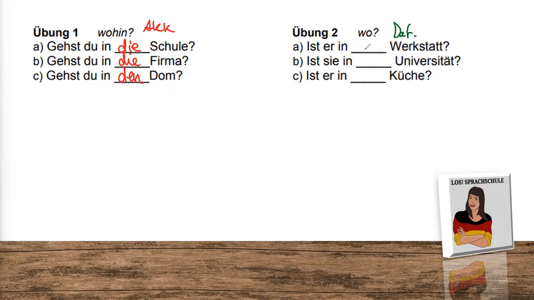Ist er in der Werkstatt? Is he in the Werkstatt, craft room, if you want, working station, yeah, something like this. Ist sie in der Universität? Is she in the university? Ist sie in der Küche? Is he in the kitchen? Now we had like 3 times der because it's all female, but you got the meaning.